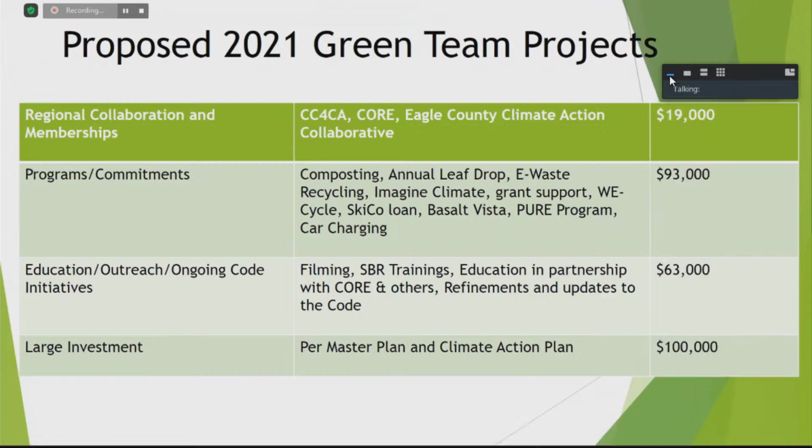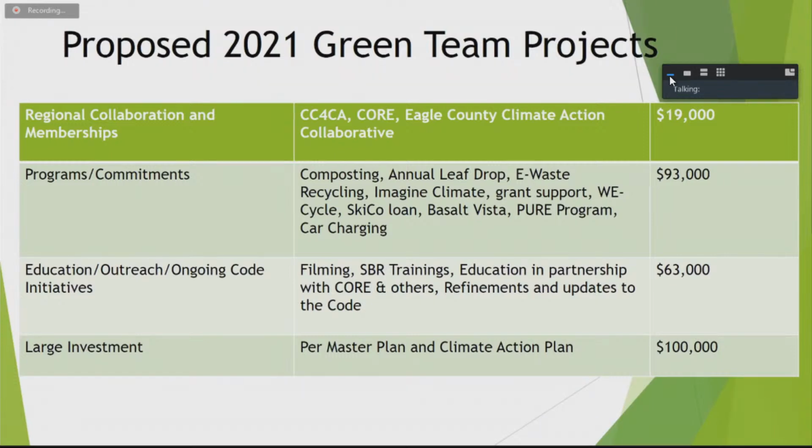Another thing that CORE does is to provide a greenhouse gas inventory report every 3 years. And from the 2017 report, we've learned that buildings are the number one contributor to greenhouse gas emissions. Transportation is second and growing, and waste is third and quite a bit behind, actually. So with this in mind, the Green Team has begun to explore projects and create a draft budget for their 2021 work plan to bring to discussion with Council tonight.